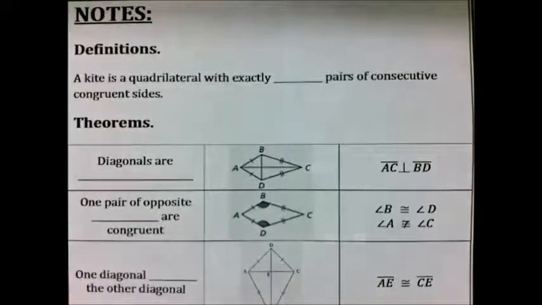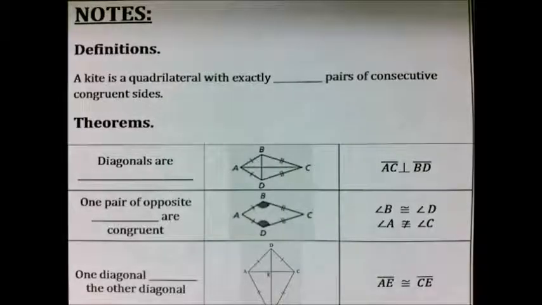Alright, so let's first define what a kite is. A kite is a quadrilateral with exactly two pairs of consecutive congruent sides. Two pairs of consecutive, meaning they're right next to each other. Those sides are right next to each other. Congruent, meaning they're the exact same length. Two pairs of consecutive congruent sides.